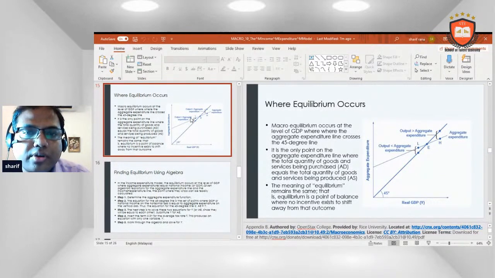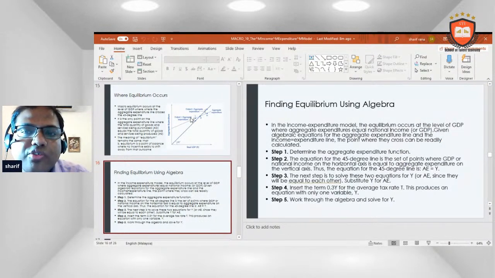Equilibrium function. Macroeconomic equilibrium occurs at the level of GDP where the aggregate expenditure line crosses the 45-degree line. It is the only point on the aggregate expenditure line where the total quantity of goods and services being purchased equals the total quantity of goods and services being produced. The meaning of equilibrium remains the same. That is, equilibrium is a point of balance where no incentive exists to shift away from the outcome.